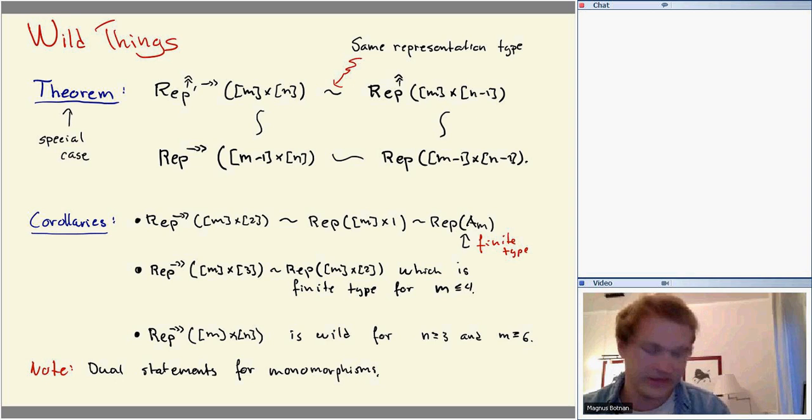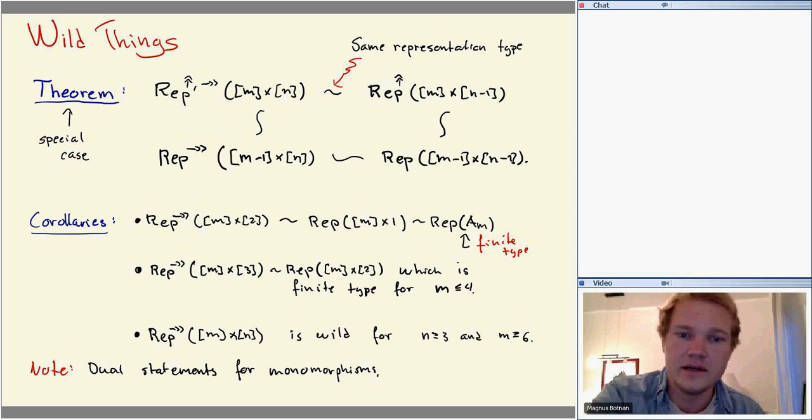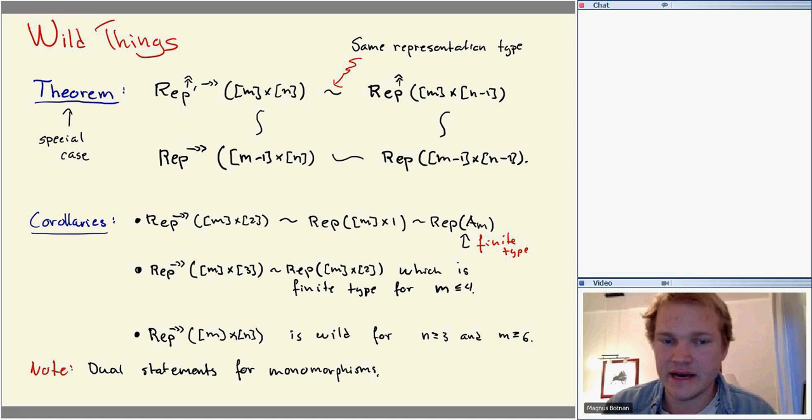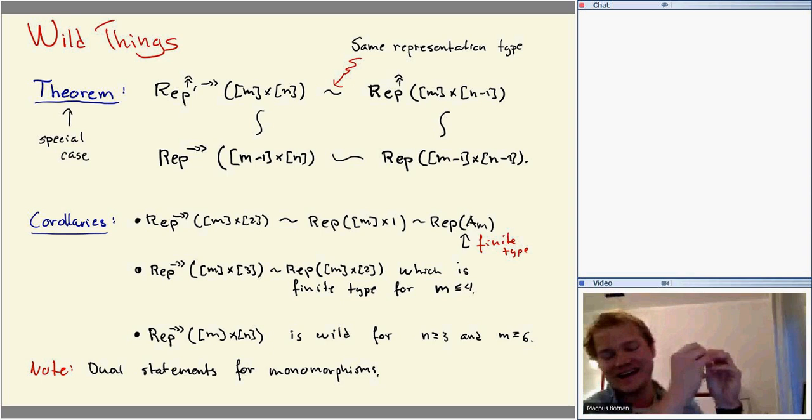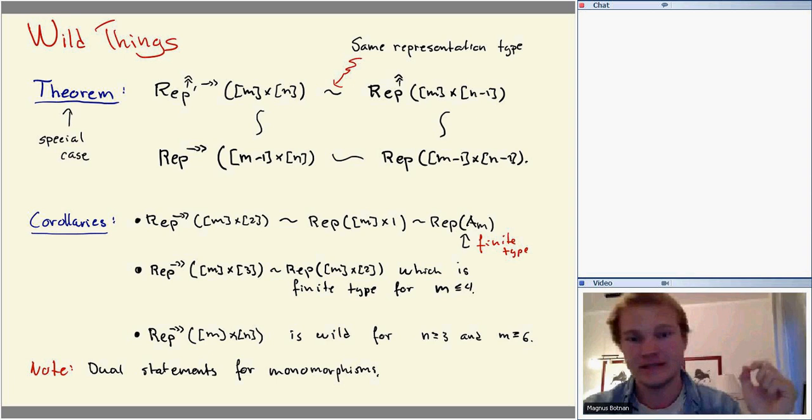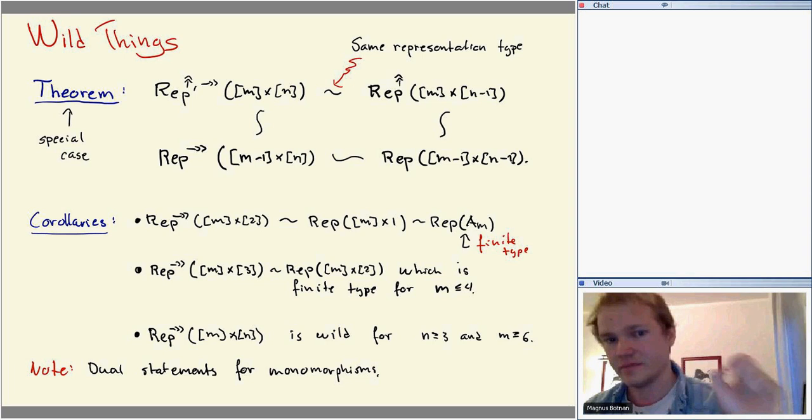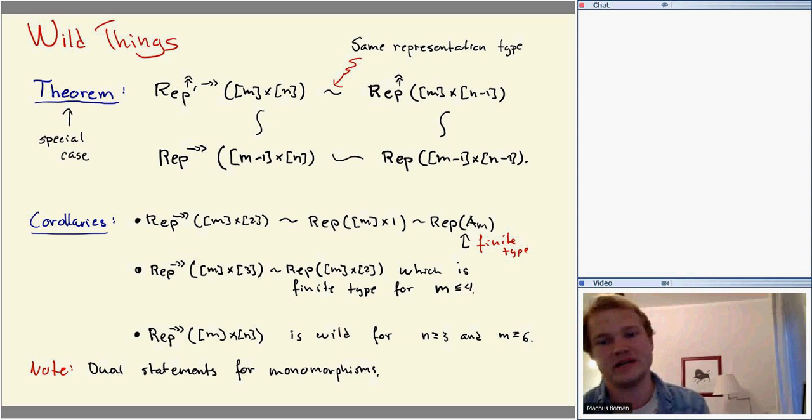So the result is that, for what we just talked about, horizontal epimorphisms give the same representation type as this. If all the horizontal ones are epis, then you decrease the dimension in the vertical direction. So this will have the same complexity as representations of M times 1, that is representations of A_M, which is not of finite type.